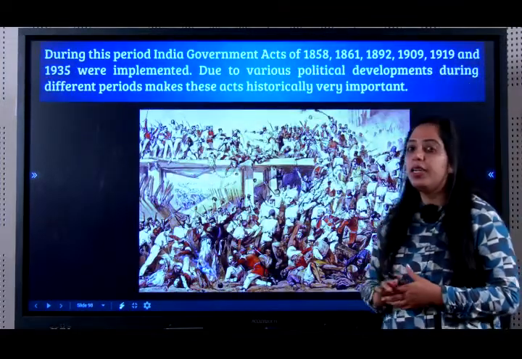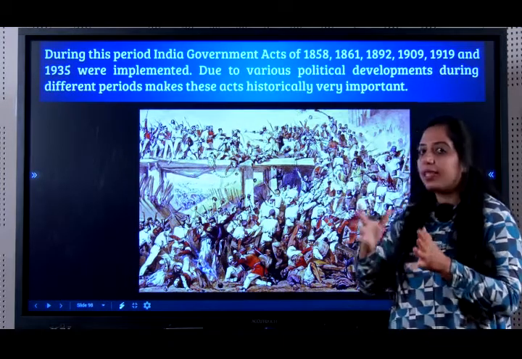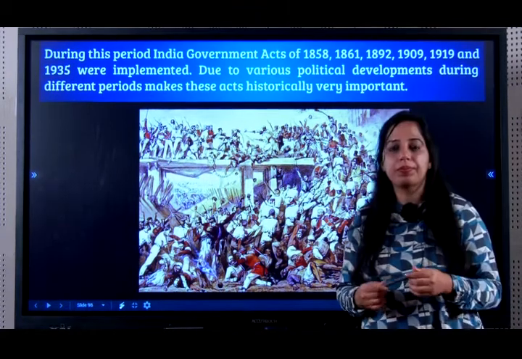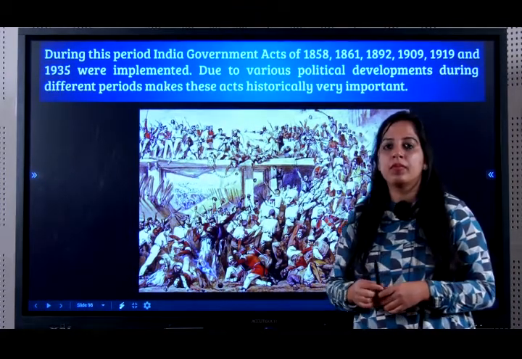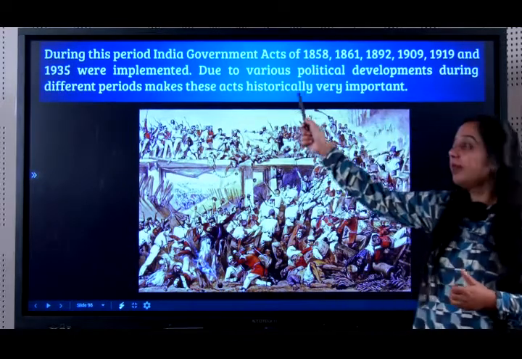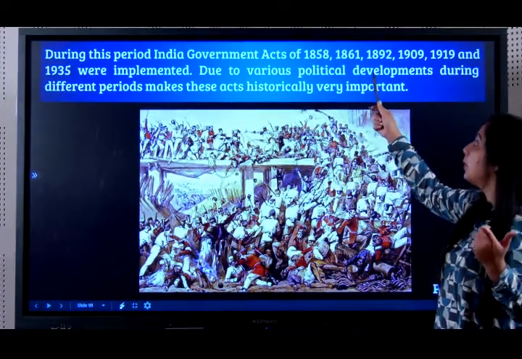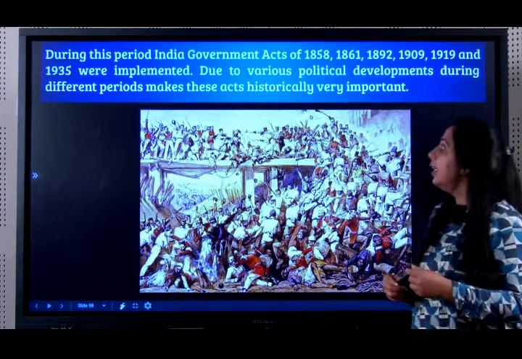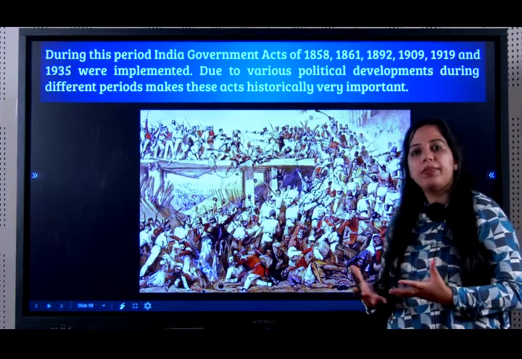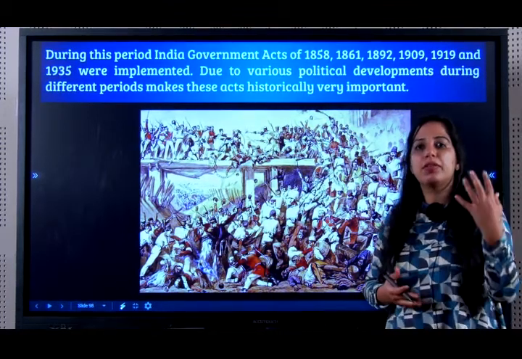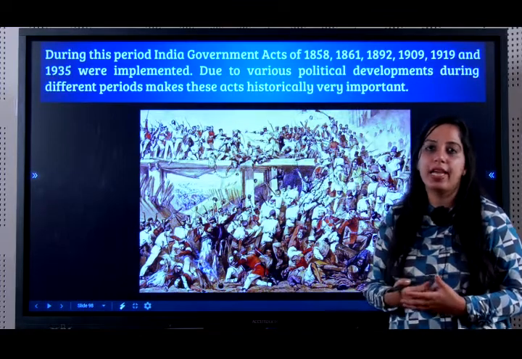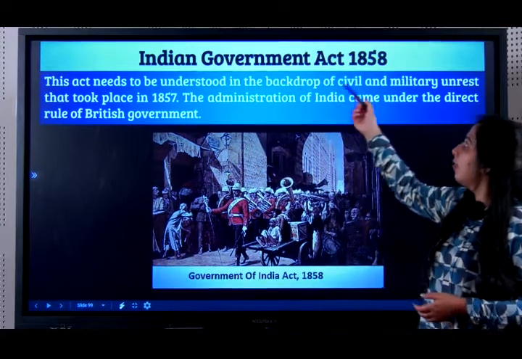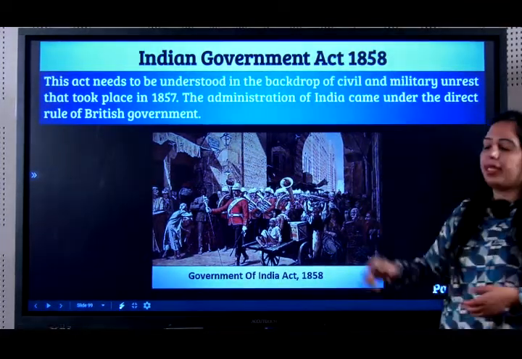During this period, the British Government Acts of 1858, 1861, 1892, 1909, 1919 and 1935 were implemented. At each point, there would be some political developments because of which the British government would pass an act. Now we will look at each one of them. The first one, Indian Government Act of 1858.